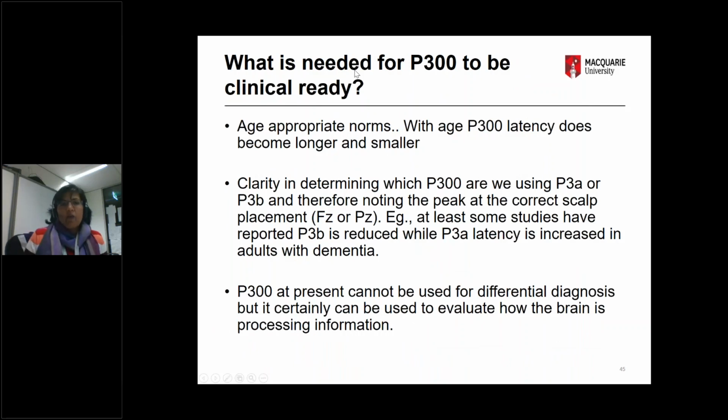So what do we need? This was possibly the question: what is needed for P300 to be clinically ready? I can't emphasize enough the age-appropriate norms. In terms of clarity in determining which P300 we are observing, whether it's A or B, like I said, P3B is more reliable. So if that's your aim, then use PZ. CZ would also be able to capture P3A and B. And I think part of the problem in the literature is that we don't have studies that have clarified which is which. P300 at present, and this is me emphasizing again, is not so much for differential diagnosis, but we still need to use P300 for how the brain is processing information. And if you can use your own client as their control, best case scenario. That's an easy clinical win.